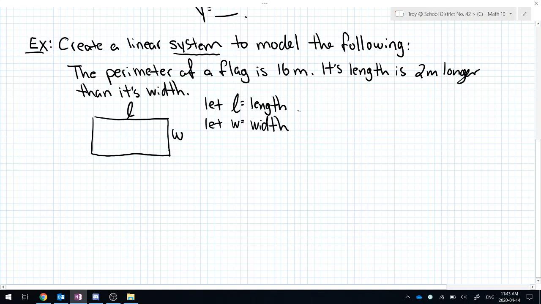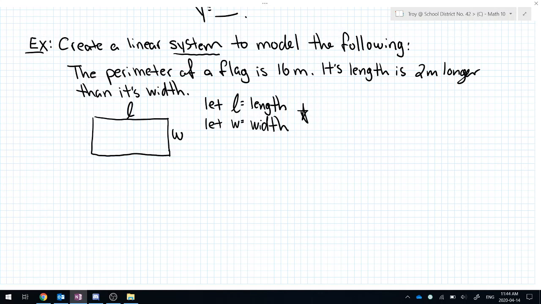This is probably the most important part when it comes down to developing your own system of equations. You're going to have to come up with usually two variables, sometimes you might need more, that represent something that applies to all the pieces of information that you know about the situation. So what are the two pieces of information we know from this situation? The first one is that the perimeter is 16 meters, and the second is that the length of the flag is 2 meters longer than its width.